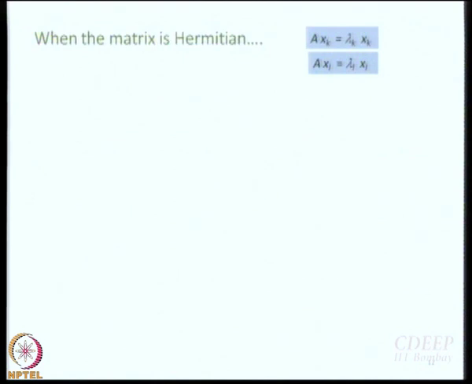We have said that these x values, they are normalized, right? Now, are the eigenvectors orthogonal? Are these eigenvectors orthogonal or not? Let us see. Of course, the default answer, keeping eyes closed, is yes.